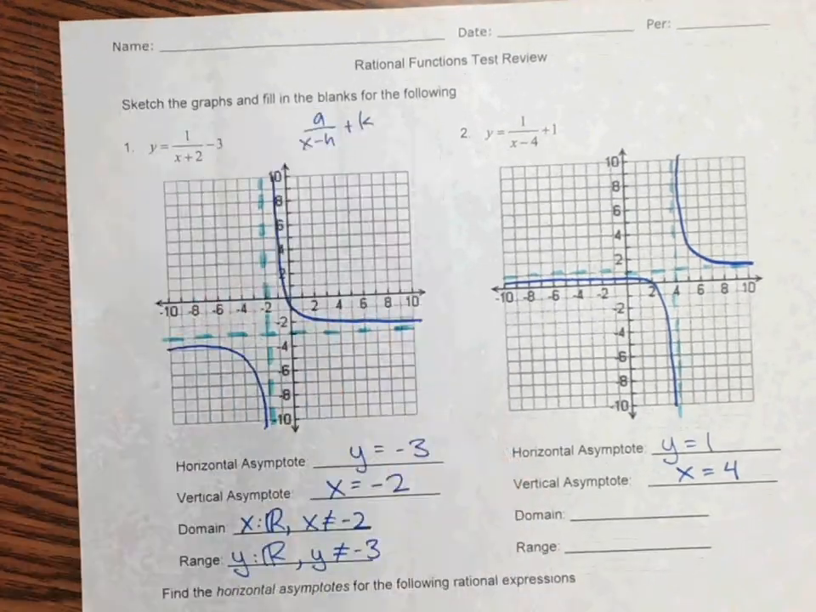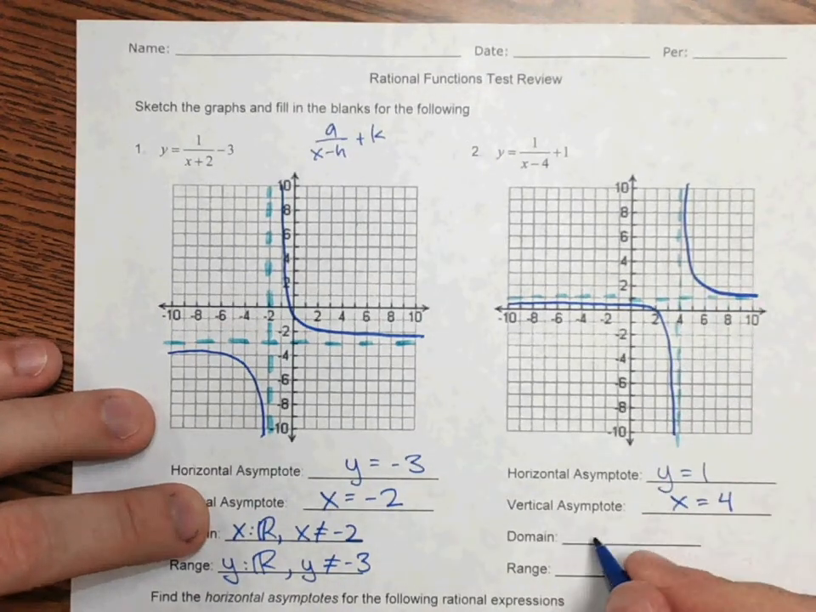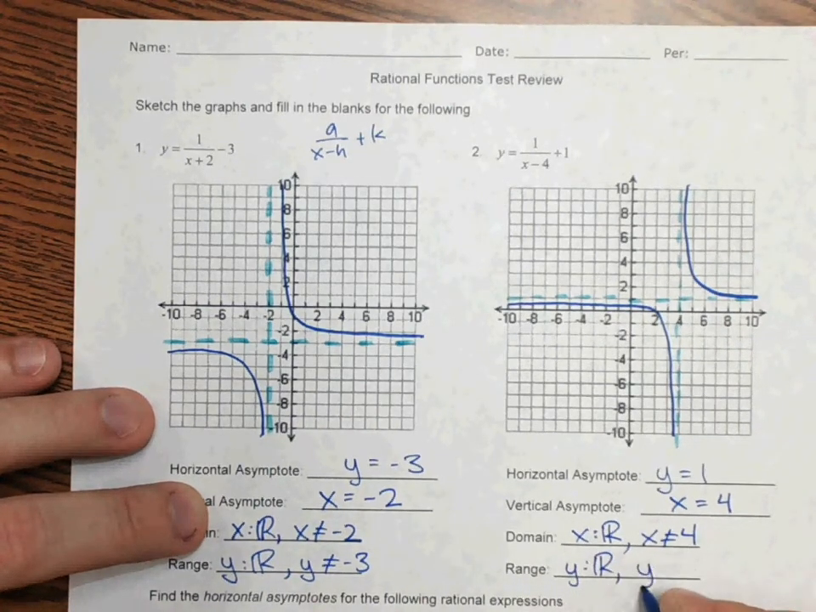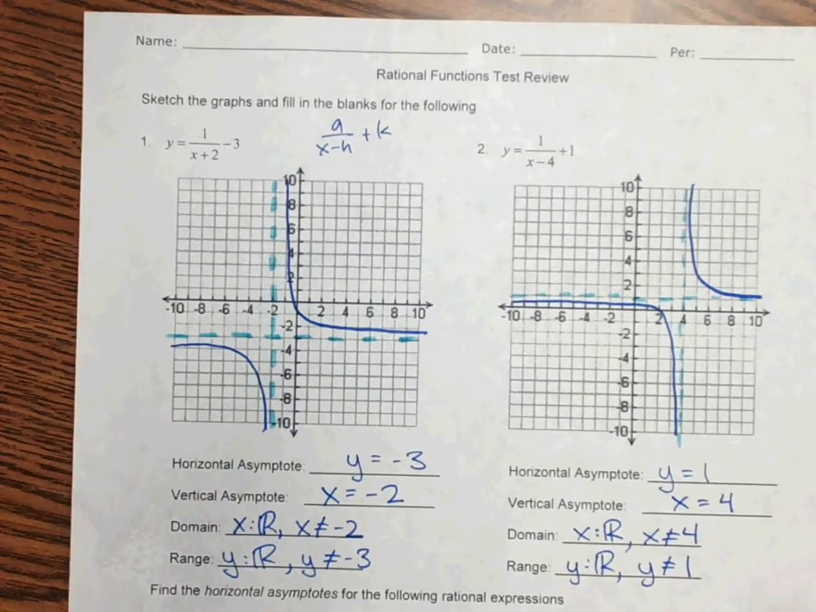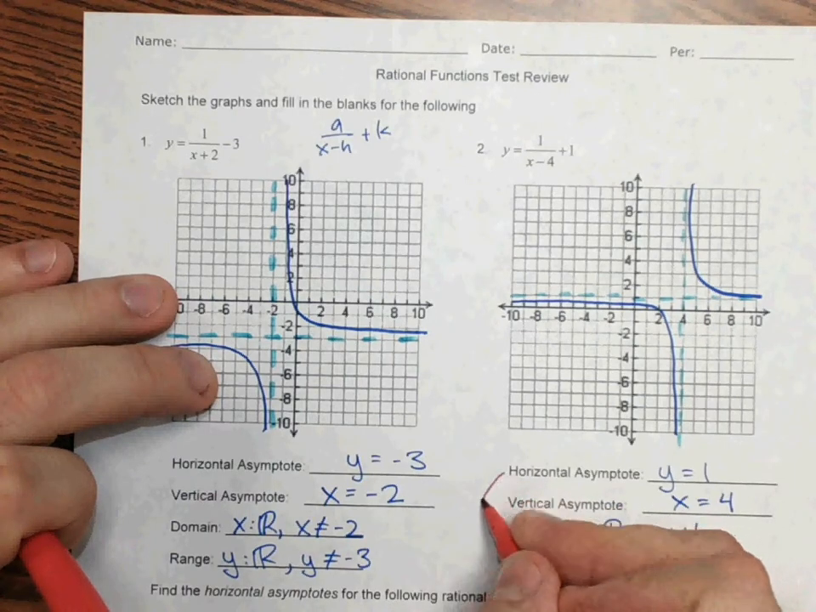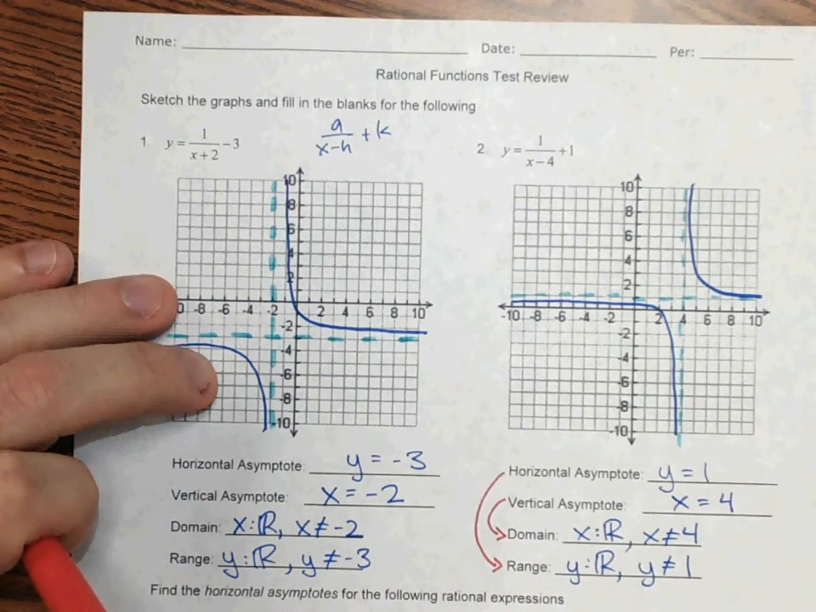Okay. For domain, it's going to be all real numbers except for this value. So x is all real numbers. X does not equal 4. My range, y is all real numbers. Y does not equal 1. So just as a reminder, the horizontal asymptote goes to the range, the vertical asymptote goes to the domain.